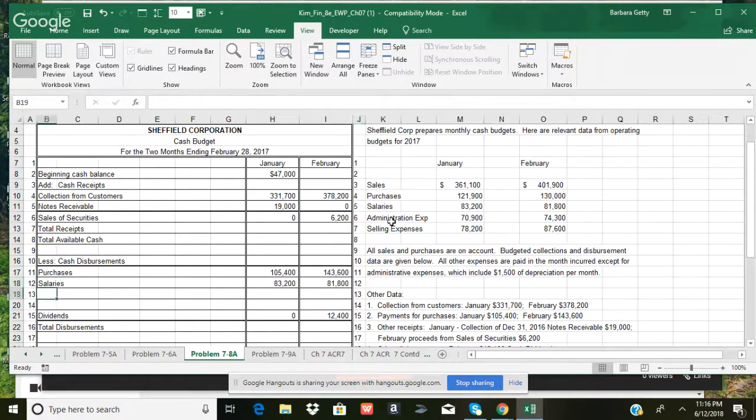Okay, our next one is administration expense. And this is the one that I told you we would need to come back to. Up here in the beginning, it tells us our administration expense, which includes $1,500 of depreciation per month. Now, depreciation is not a cash expense. So if it's telling us that it is, up here it tells us it's incurred in the month. So we know that it's included in this 70,000.